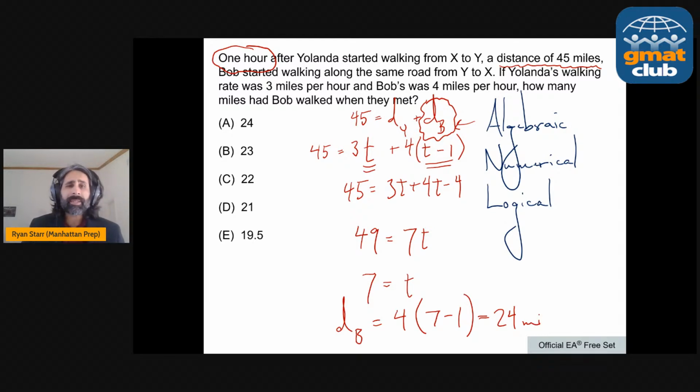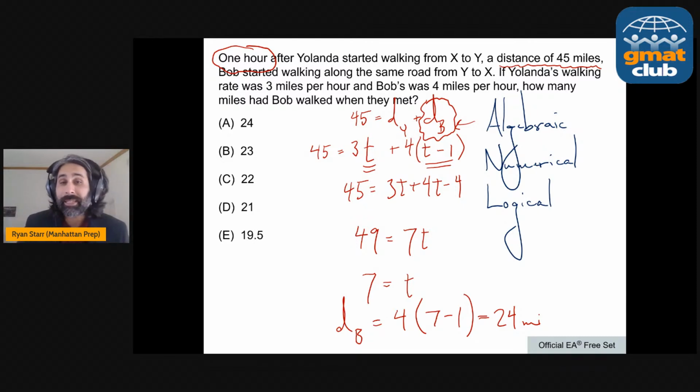It's not so bad, but again, one false move and you're kind of finished on this problem. If you do t plus 1 for Bob instead of t minus 1, or if you do t minus 1 for Yolanda instead of t plus 1, you're in trouble. All right. And even getting it started can be pretty hard. Seeing that you set this up around the 45 total miles that they're traveling and set that equal to the distance Yolanda travels and the distance Bob travels, and then unpack the distance Yolanda travels into Yolanda's rate times Yolanda's time and the distance Bob travels into Bob's rate and Bob's time.